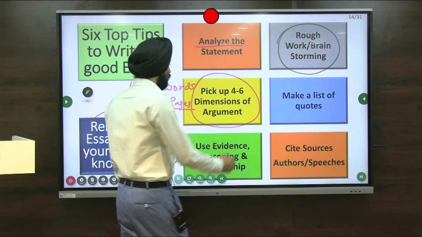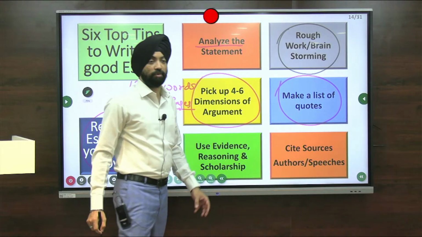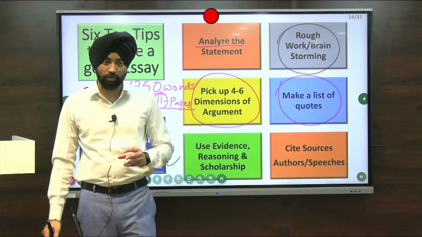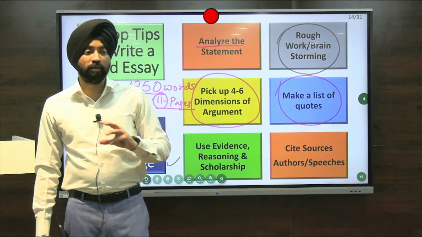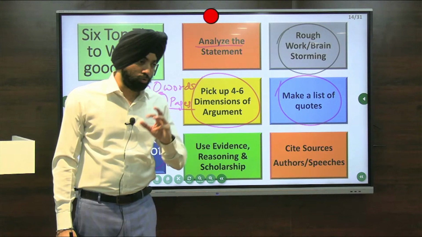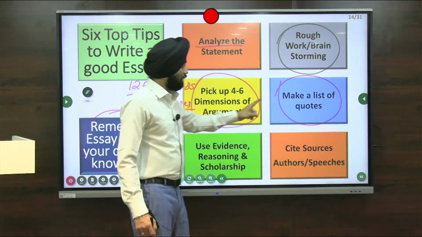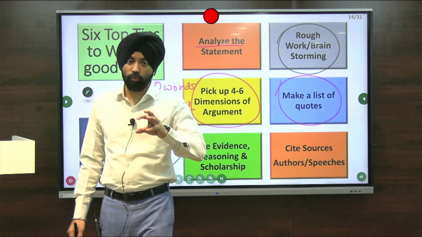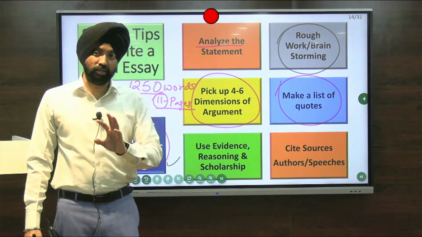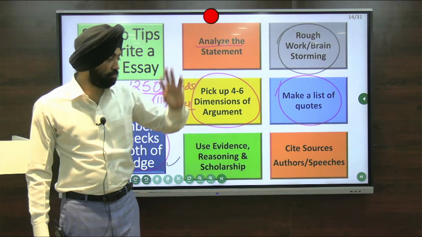And make a list of quotes over a period of time. Quotes are very important when you write essay. A quote in the starting, a quote in the end, certain 2 or 3 quotes in the course of your essay will fetch you very good marks. But the quote has to be in sync with the topic of the essay. It's not that the quote is something else and the topic is something else, right?